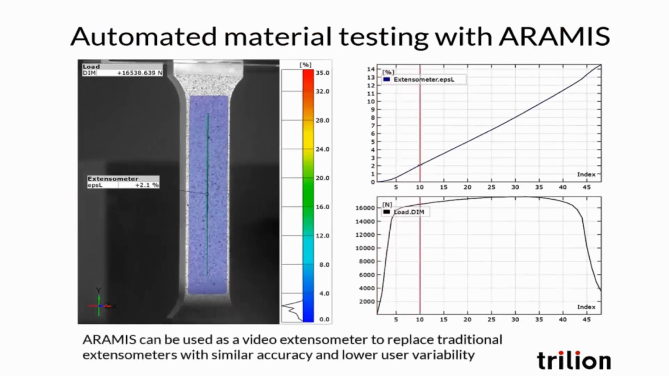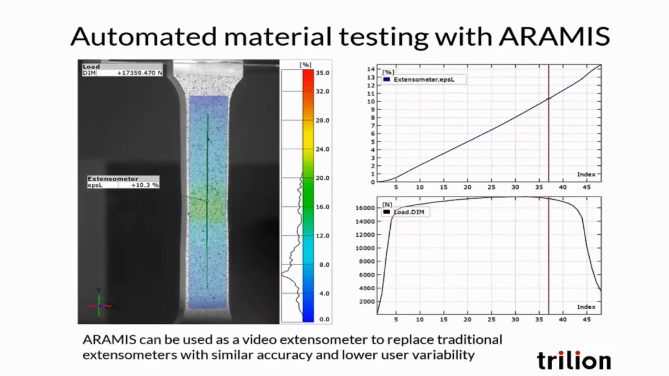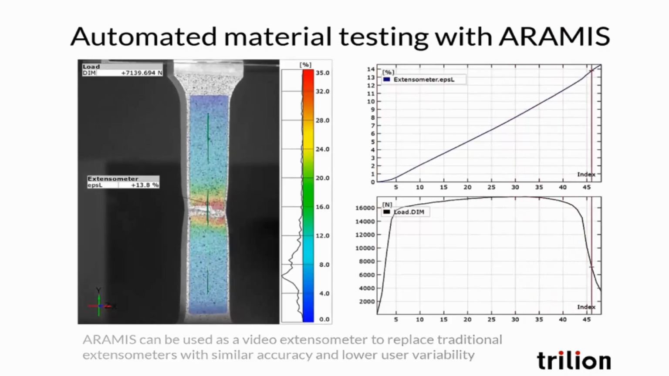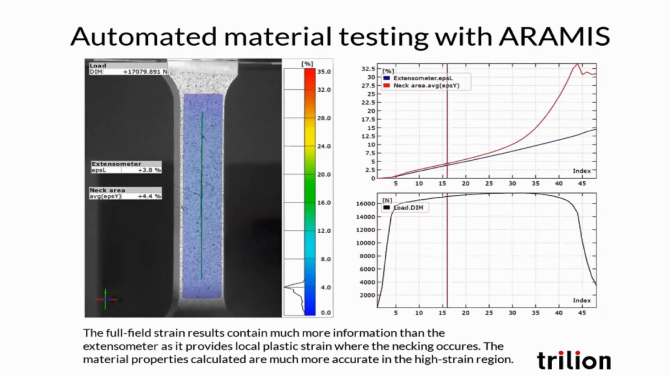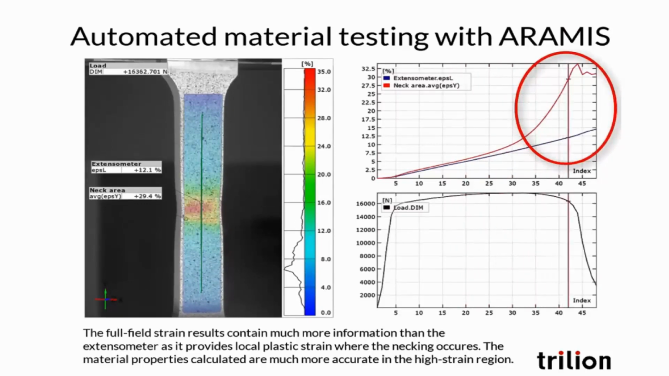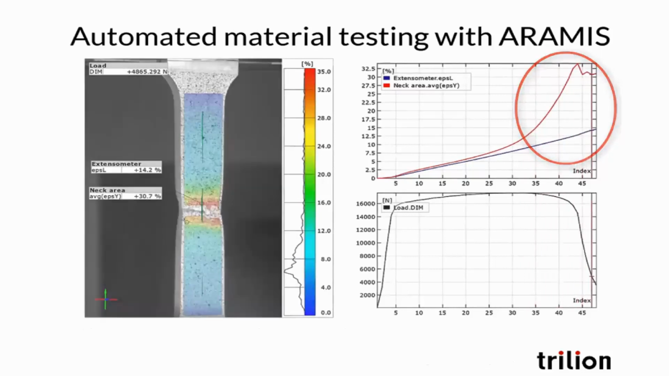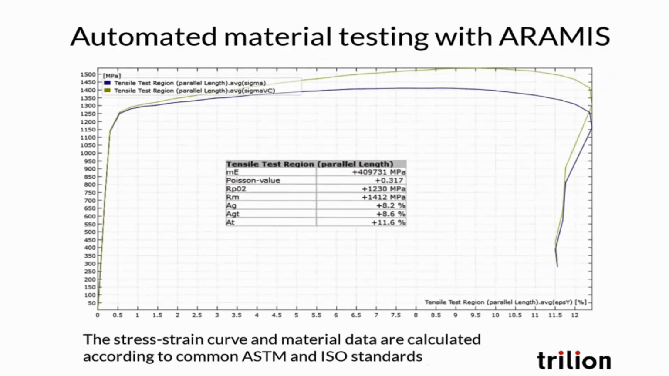Looking at the automated material testing with ARAMIS, we can be used as a video extensometer to replace traditional extensometers. But the full field strain results contain much more information than just your typical video extensometer or even just a regular extensometer, because it gives us the local plastic strain where the necking occurs. And that's just something that's not picked up by conventional tools. Here we've got the stress strain curve and the material data, and they're calculated for us according to common ASTM and ISO standards. And you can see the Poisson's ratio and the modulus value automatically calculated along that curve.